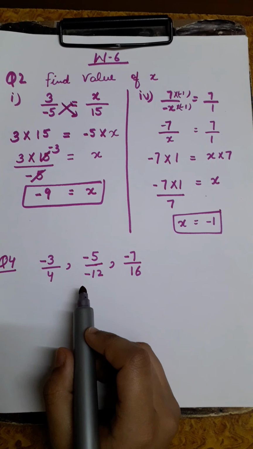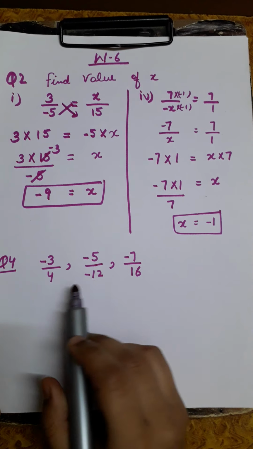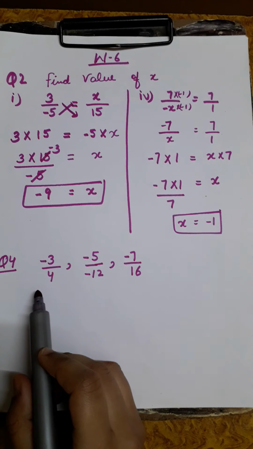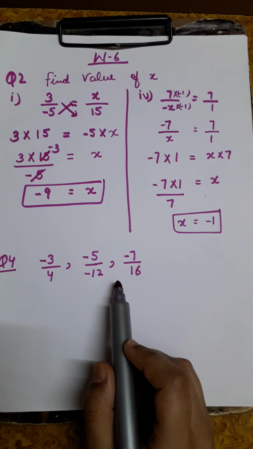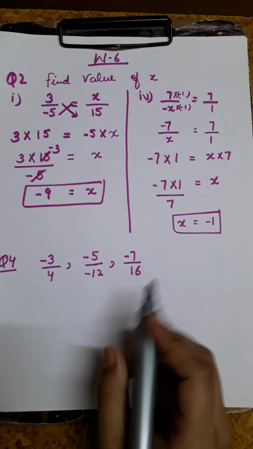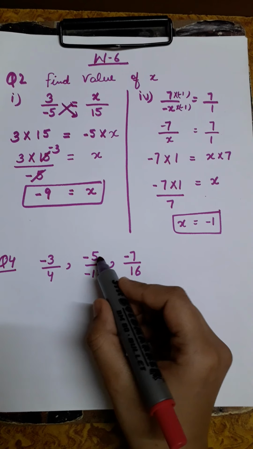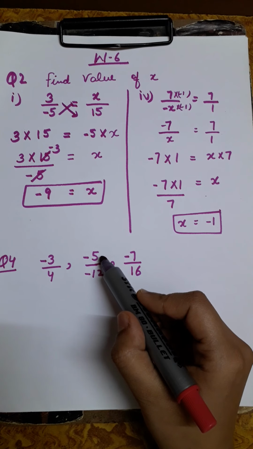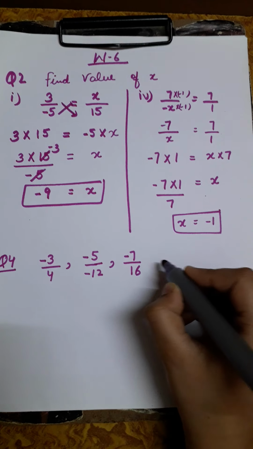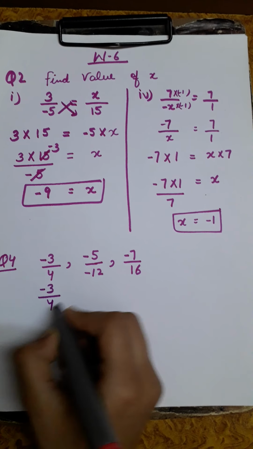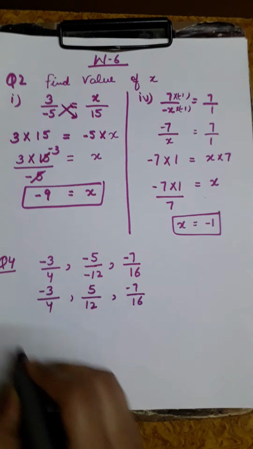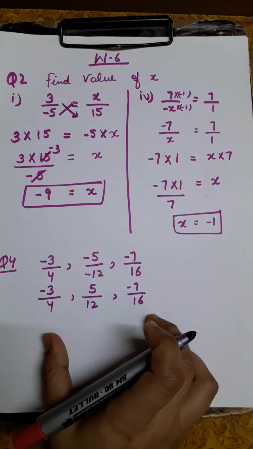And now in question number 4, you have to arrange these three numbers in ascending order. So first of all, you will make the denominator positive. First step, while comparing rational numbers, we make the denominator positive. In the second rational number, there is a negative sign in both numerator and denominator and they will cancel out. So it will become minus 3 upon 4, 5 upon 12, and minus 7 upon 16. Now we have to compare these three rational numbers.